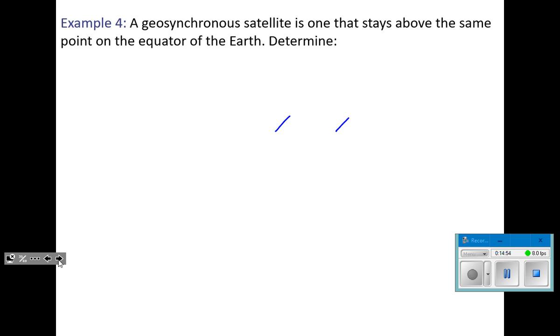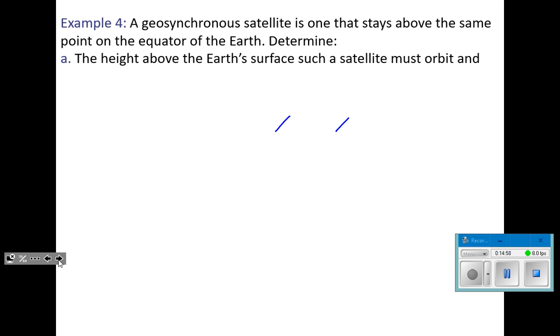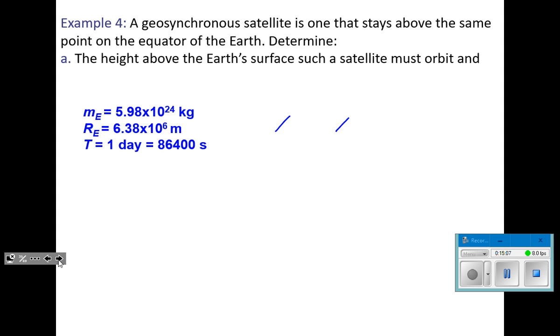Okay. So a geosynchronous satellite is one that stays above the Earth's equator. And to determine the height above the Earth, we could also figure that out. If we know the mass of the Earth and the radius of the Earth, we know that it has to orbit one circle in one day. So that would be 86,400 seconds. We know the universal gravitational force has to equal the centripetal force, which we could set those equations equal to each other.